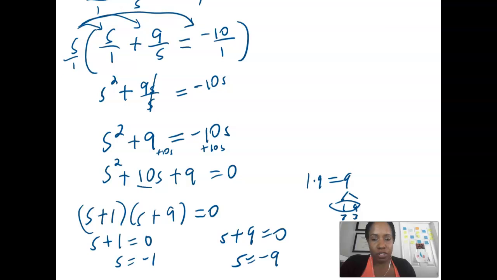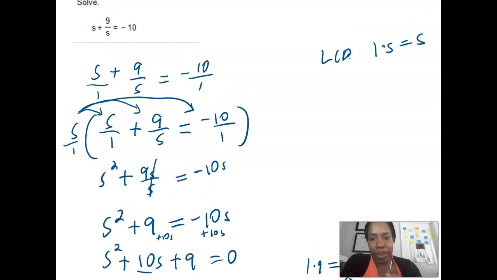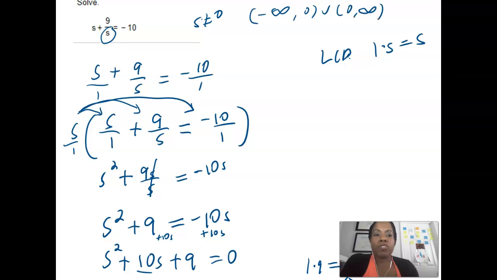We come back to the original, look and make sure that those values are included in our domain. And so the domain, we have this special case here. We cannot divide by 0. So s cannot be 0. That's what our domain is. Our domain is going to be every real number except for 0. So our domain is going to look like negative infinity to 0, union 0 to infinity, from chapter 2.